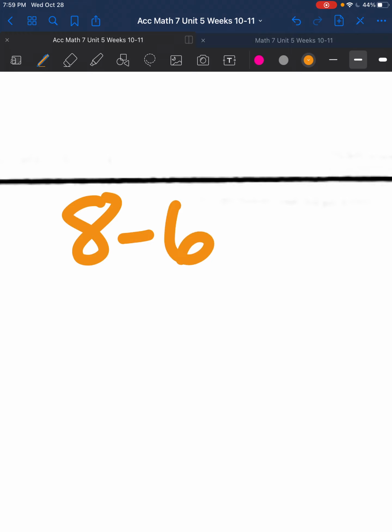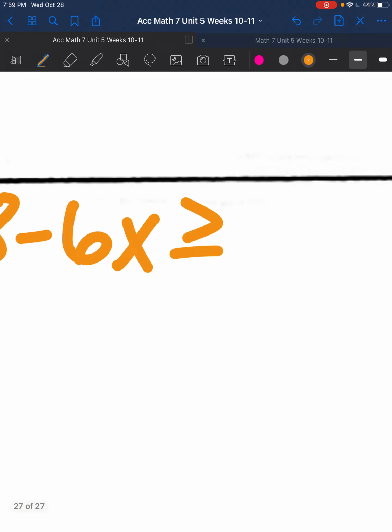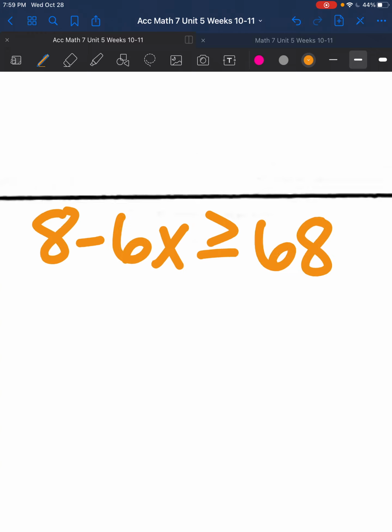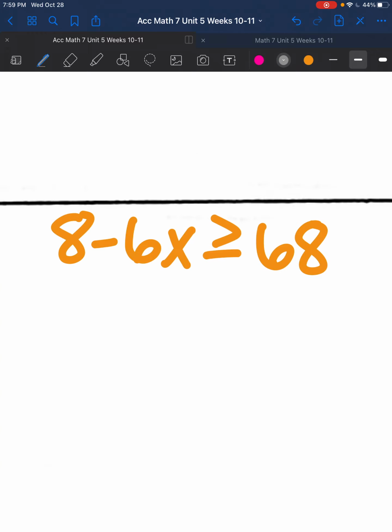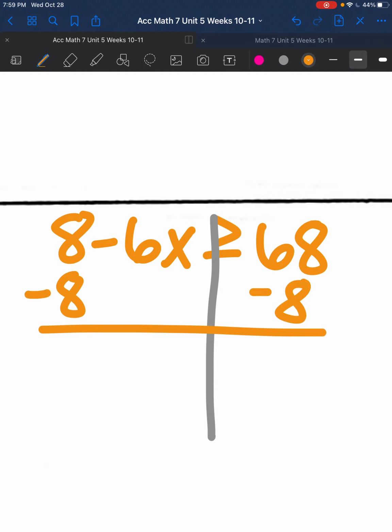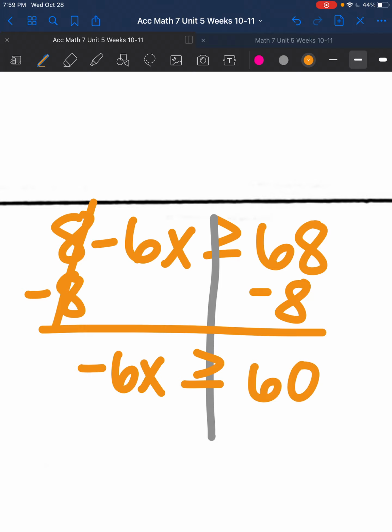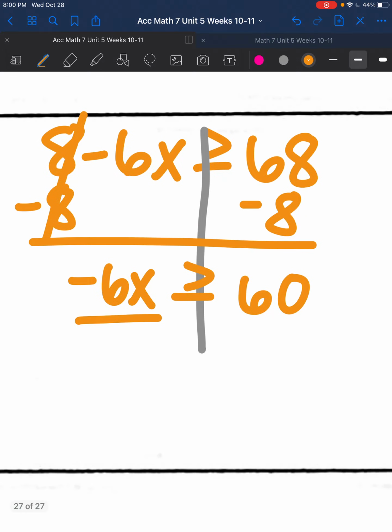So 8 minus 6x is greater than or equal to 68. Okay, so the first thing that I want to do is subtract 8 on both sides. That leaves me with negative 6x is greater than or equal to 60. Now to get that x by itself, I'm going to divide by negative 6 on both sides.